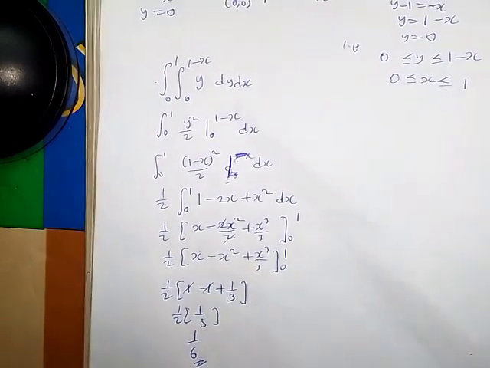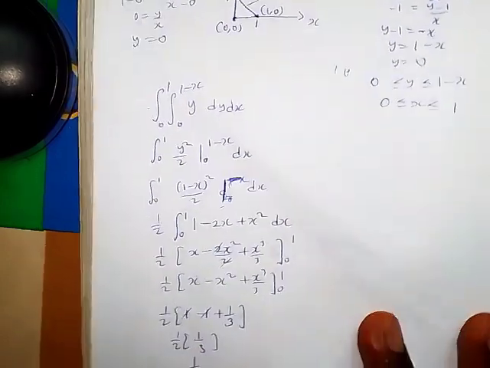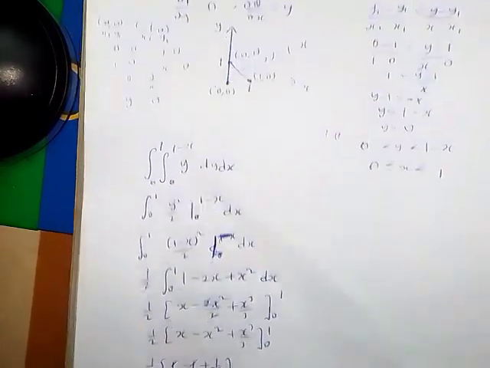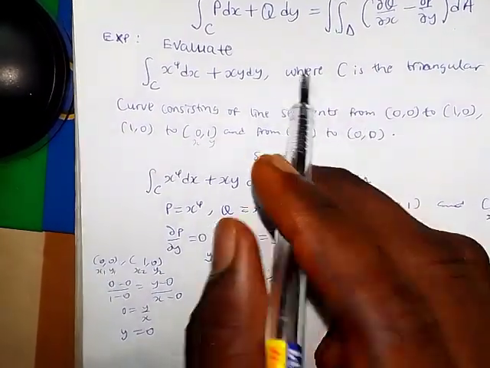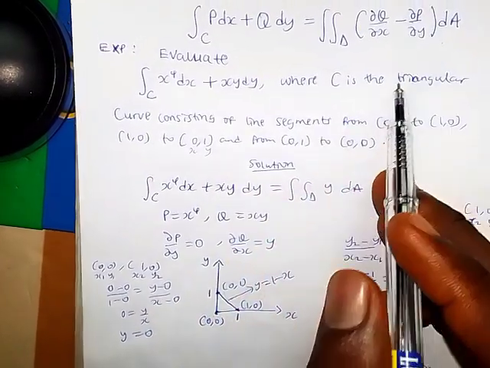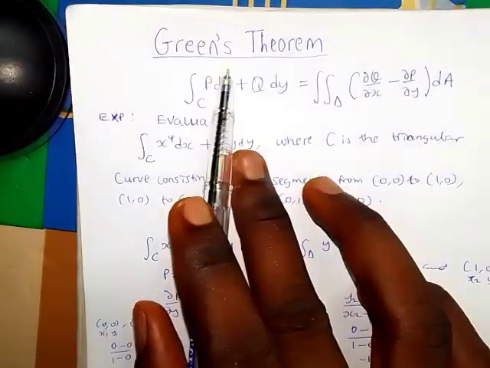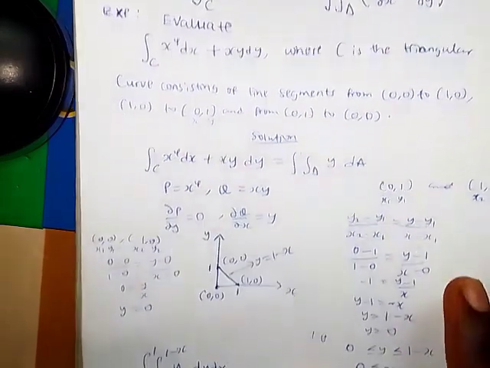So when we evaluate our line integral using Green's theorem, we obtain 1 over 6.